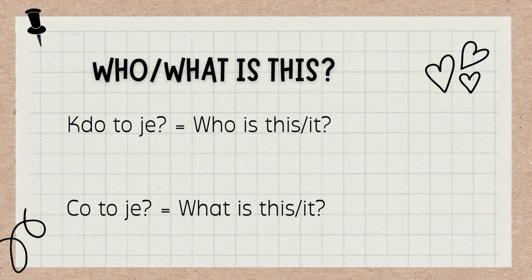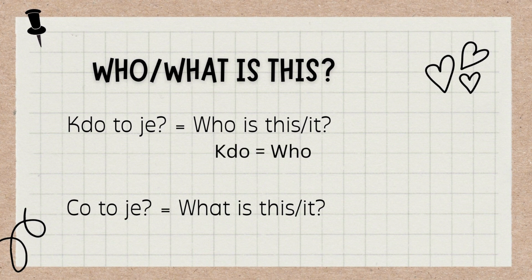Kdo to je? Kdo to je means who is it or who is this, and co to je? Co to je means what is this or what is it. You can still see the to je. We have just put before the sentence kdo, which means who, or co, which means what.